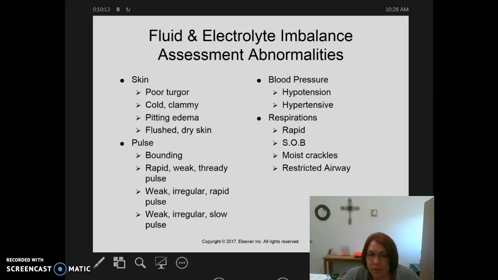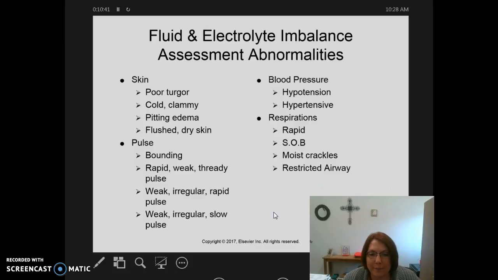Pulses: as we go along in these sections, you're going to figure out which patients with different types of electrolyte and fluid imbalances are going to have bounding pulses versus which ones are going to have rapid, weak, and thready pulses. Sometimes weak, irregular, and rapid pulses could be significant of fluid and electrolyte problems, or weak, irregular, and slow. So as we get along, like I said, you're going to figure out which ones are which as you learn the signs and symptoms of each particular problem.